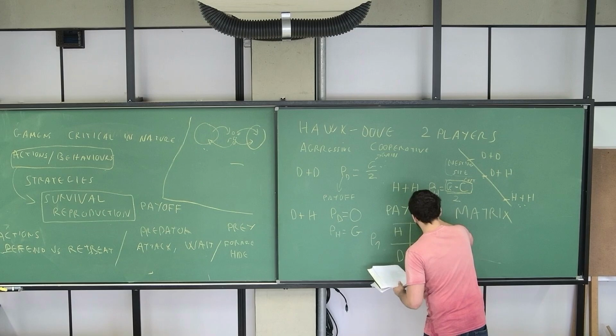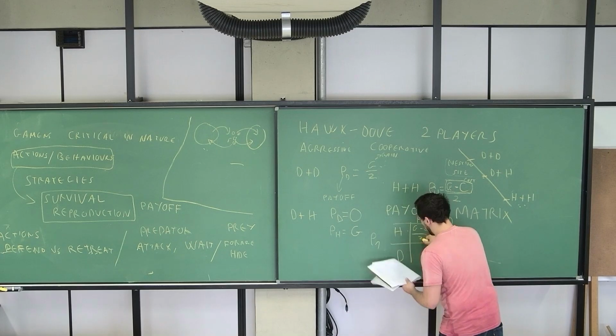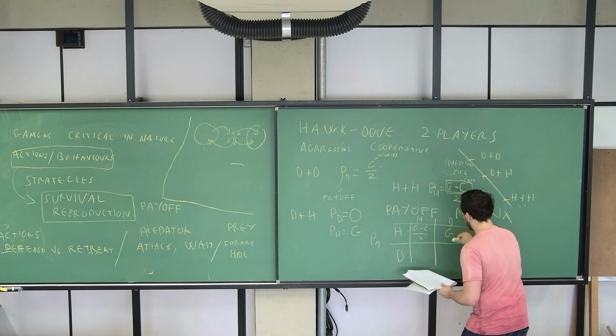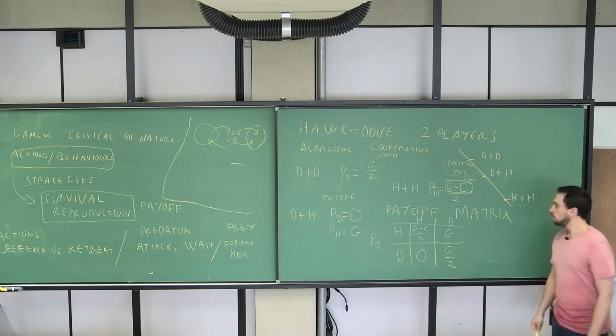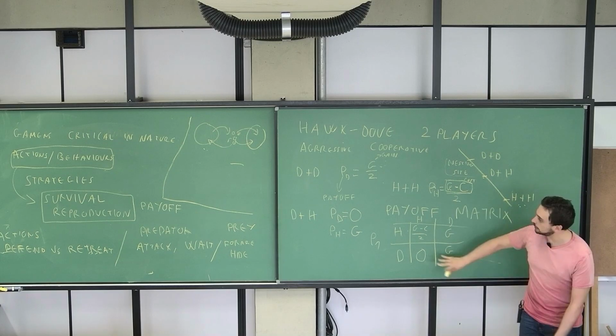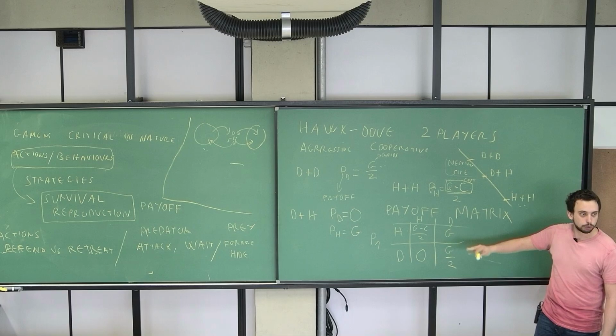So again, when a hawk plays against another hawk, you get G minus C over 2. When a hawk plays against a dove, you get G. When a dove plays against a hawk, you get 0. And when a dove plays against another dove, you get G over 2. Okay? So I'm basically rewriting these in a more compact form. And this is a matrix where each entry tells you the payoff in the case of each pairing. All right?